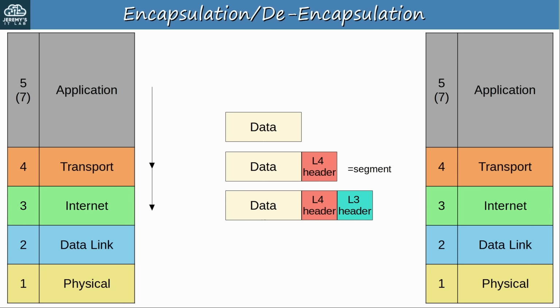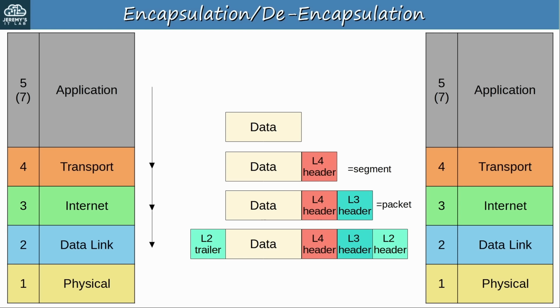At layer 3, another header is added, with information like source and destination IP addresses to provide routing. This is now called a packet. Again, layer 3 of the left device wants to send this packet to layer 3 of the right device, but it's still not ready yet.